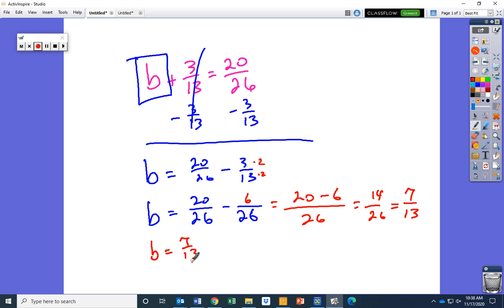Now, let's take a look at one where I have subtraction. Let's say I have something like this. Does everybody have that copied down? All right. Tell me when you're done.